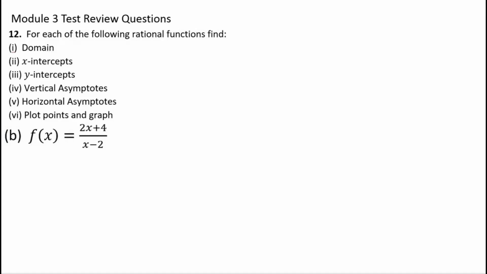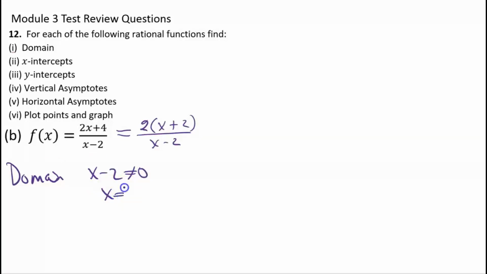So we're supposed to find the x-intercepts, y-intercepts, vertical asymptote, all that good stuff. So again, my advice, always simplify first. 2 times x plus 2, I'm factoring out a greatest common factor, over x minus 2. Does anything cancel? No, just like last time. So for the domain, I'm supposed to set the denominator not equal to 0. That means x is not 2. So if I write that in interval notation, this is what I get.